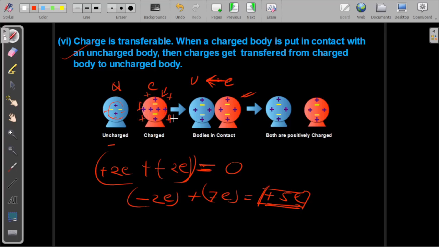More positive charges are there on the body. That's why it is positively charged. And if they are put in contact, what will happen? These positive charges will flow from the charged body to the uncharged body. Then the charges will get uniformly distributed. Once they are distributed uniformly, they are separated. Here charges are transferred. That's written here.